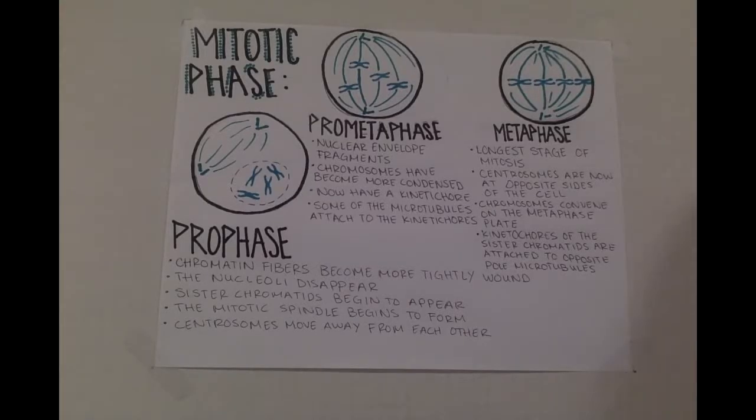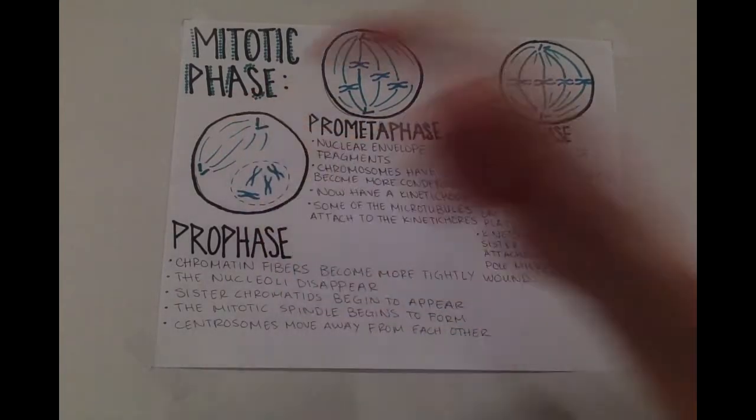As previously mentioned, the cell spends most of its time in interphase. However, the most important and active part of the cell cycle is the mitotic phase. First, we're going to have prophase. This is when the chromatin fibers become more tightly bound. The nucleoli disappear, sister chromatids begin to appear, and the mitotic spindle begins to form, and the centrosomes move away from each other, all located right here.